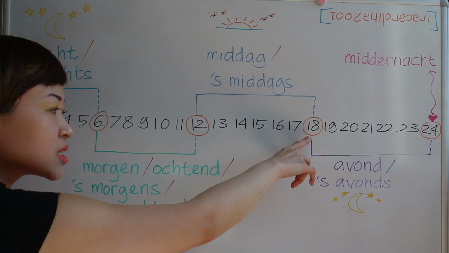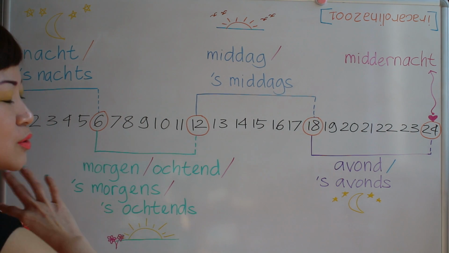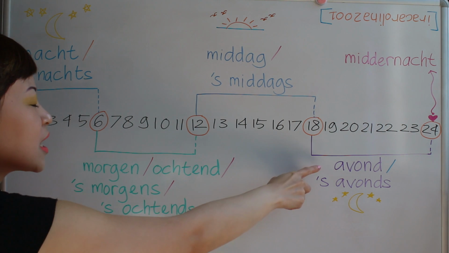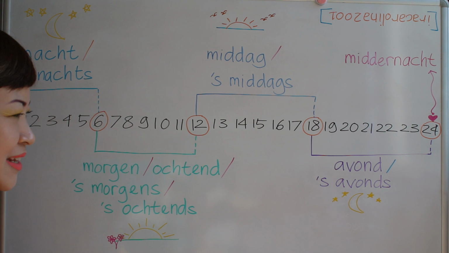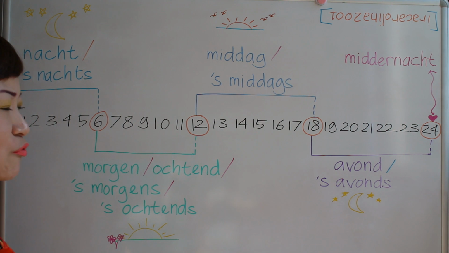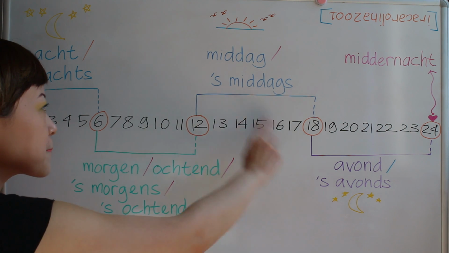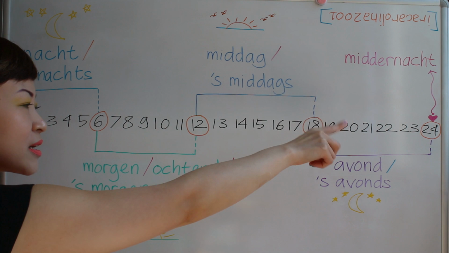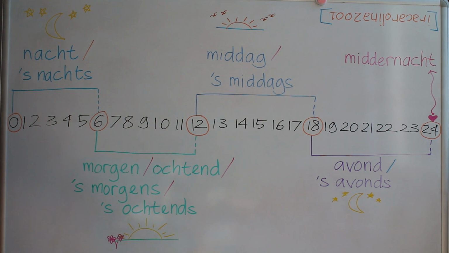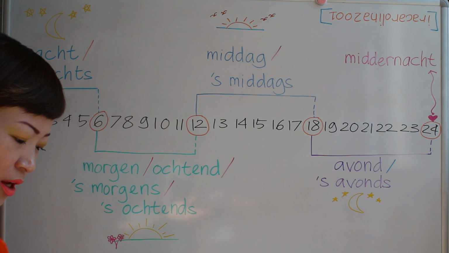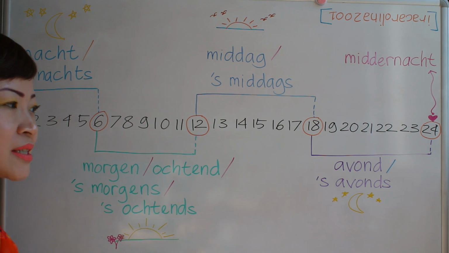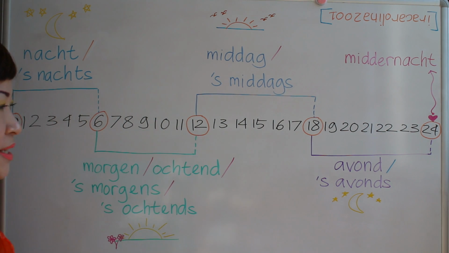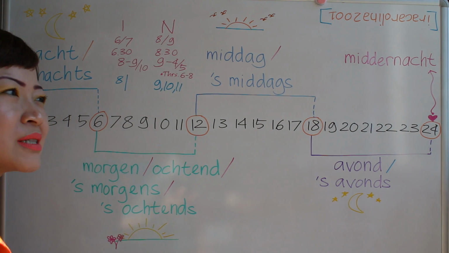From 18, or 6 p.m., to almost 24, during that time we call it avond, which is translated as evening. Avond. In the evening, same, we read it as 's avonds. And for special 24, or in English it's like 12 o'clock at night, in the middle of the night, in Netherlands it is 24. We call it middernacht. Middernacht.